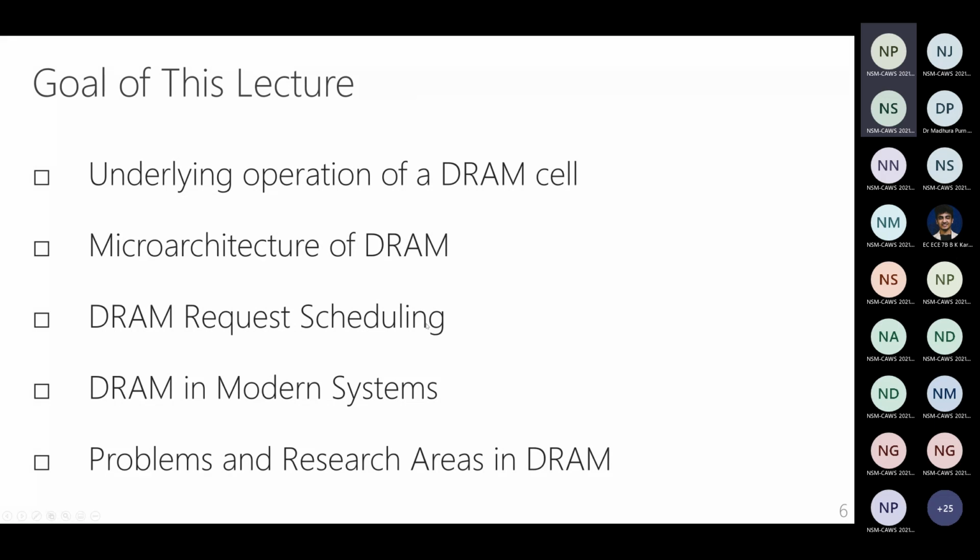And finally, today we have seen the DRAM memory module, but there are other form factors in which DRAM is coming up in modern systems. We will look at those other form factors. I'll end with some problems and research areas in DRAM that are there today, and depending on how much time we take, I will also try to present some ideas that we have had in the past on how we can use this understanding of the underlying architecture to come up with research ideas.